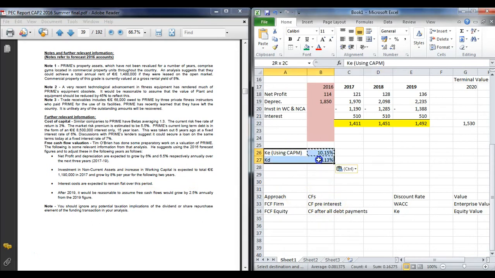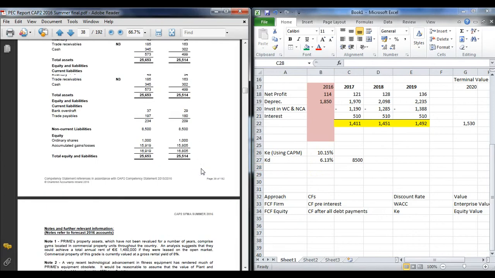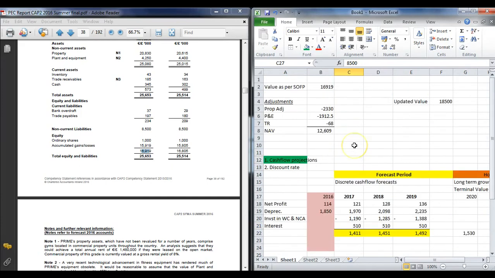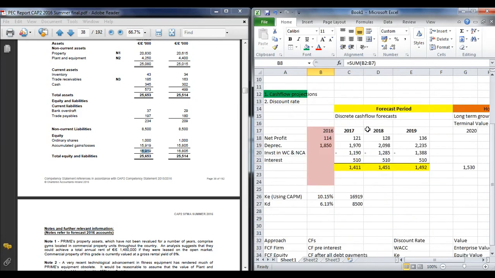So we have the two costs. Now we need the values. Well, we know what debt is. It's 8.5 million. Now there's two different figures you could take for equity. I'm going to take this figure here, the book value of equity. You could also argue, as is done in the suggested solution, you should take the updated book value, which of course is the value as per part 1 of this question, 12.609. So either way it would be totally acceptable.